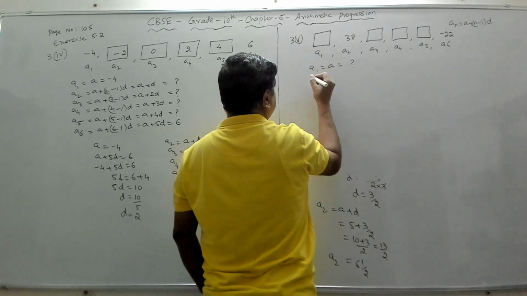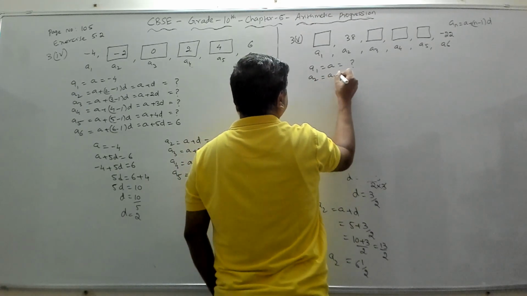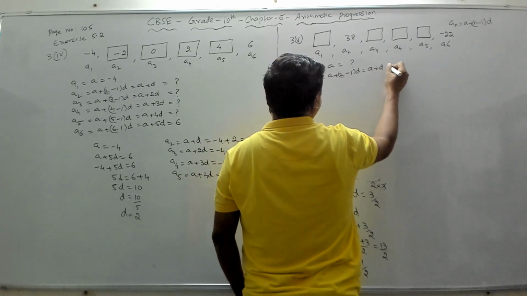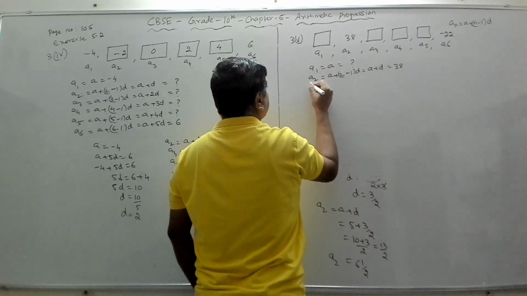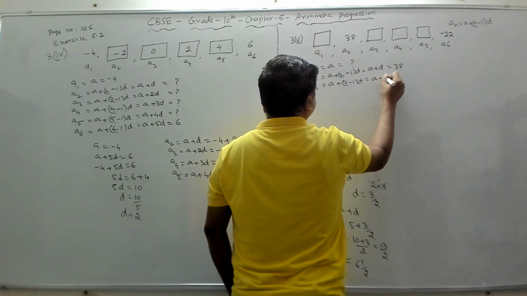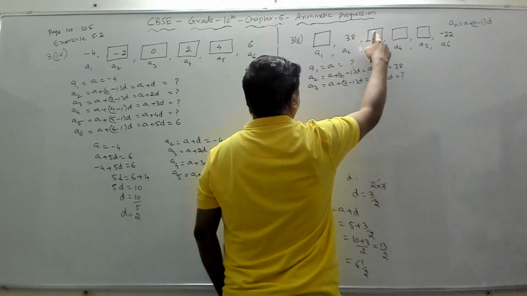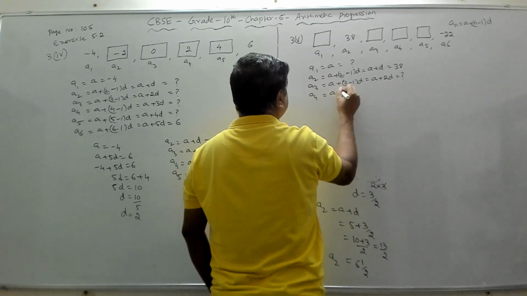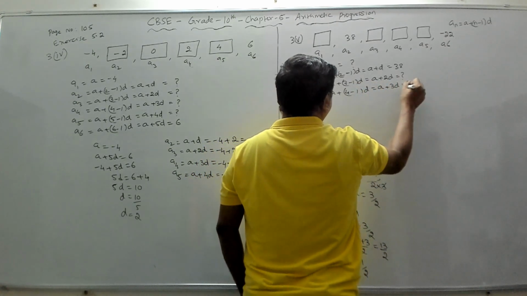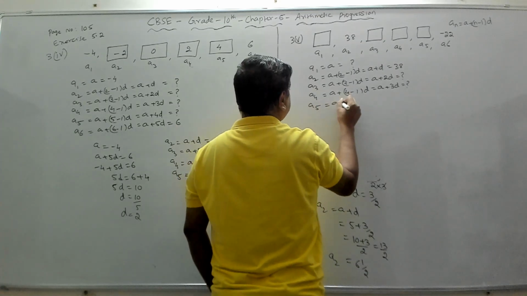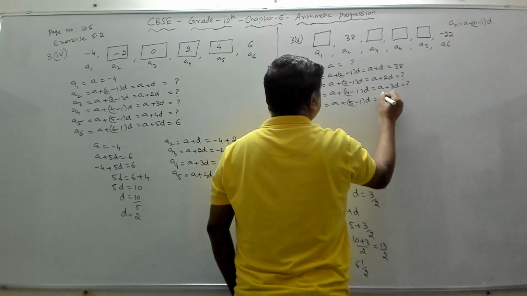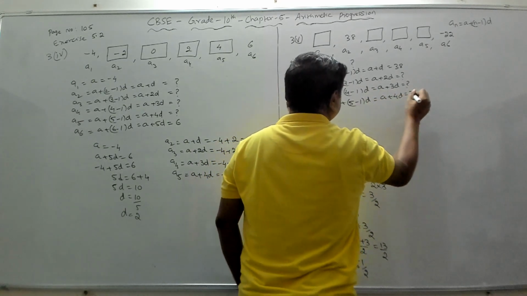A1 we don't know. A2 is what? A2 is A plus 2 minus 1 into D, that is A plus D, and that is given as 38. Now A3 is A plus 3 minus 1 into D, that is A plus 2D, that we don't know, question mark. Then A4 similarly A plus 4 minus 1 into D, that is equal to A plus 3D, that is also we don't know, question mark. A5 is equal to A plus 5 minus 1 into D, that is equal to A plus 4D, that is also question mark.